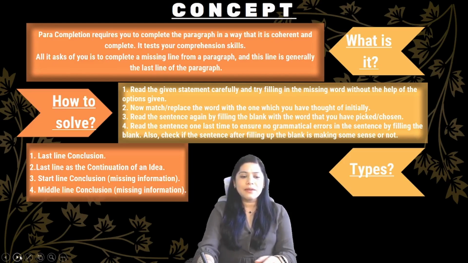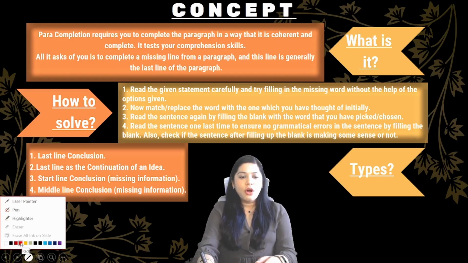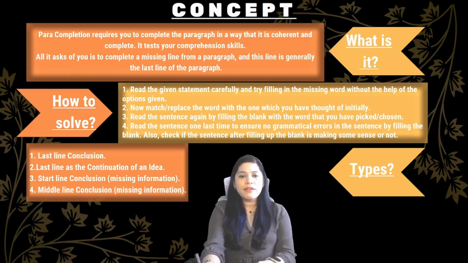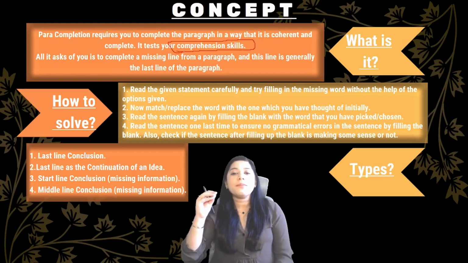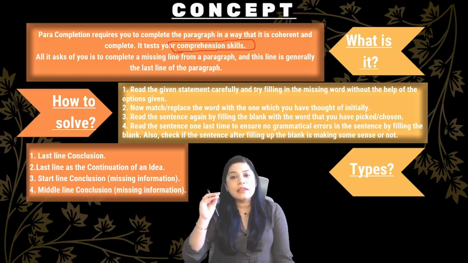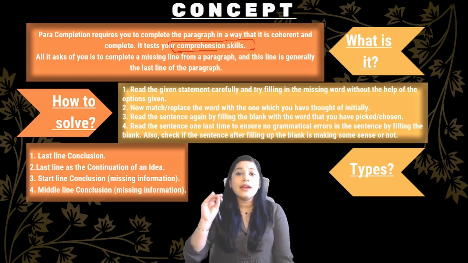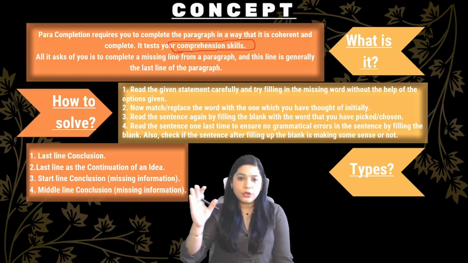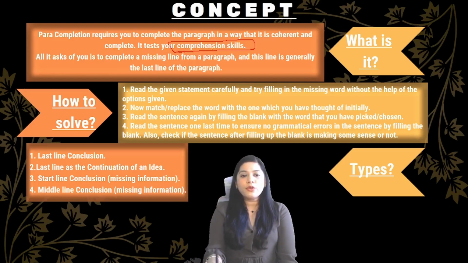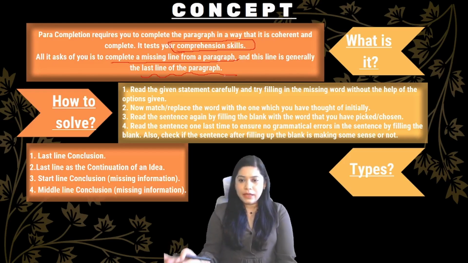Basically, CAT, be it para-completion or para-jumble for that matter, is ultimately checking your comprehension skills. To do para-completion really well, your reading has to be very thorough. Your reading habit has to be there, so make sure you are continuing the reading. You have to read, students, every day for half an hour to 1 hour till your CAT exam at least. And if you can continue after that, it will be helpful for your career. But coming back to the topic, reading is important. You have to complete a missing line from a paragraph, and this line is generally the last line of the paragraph.